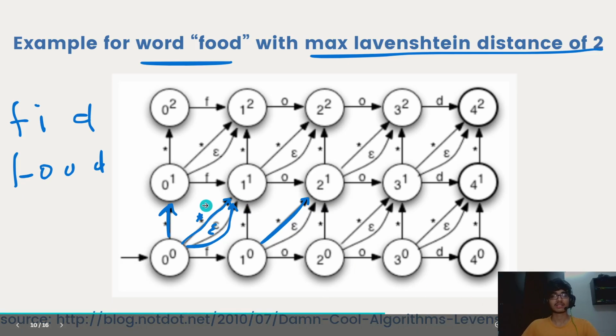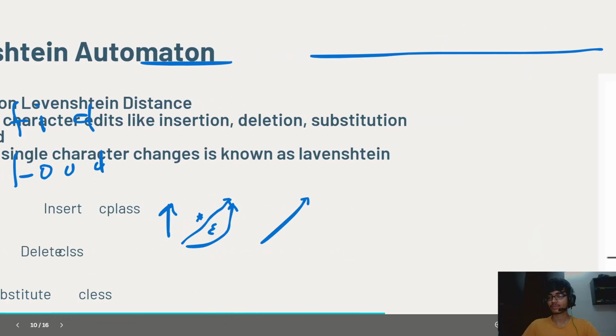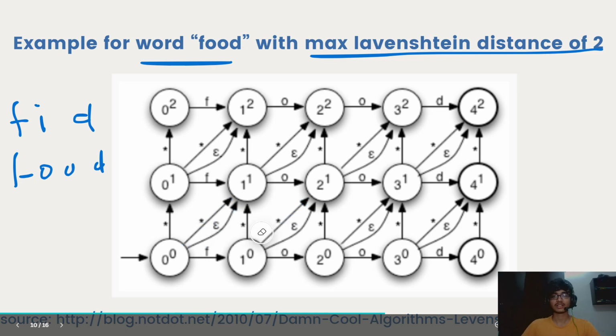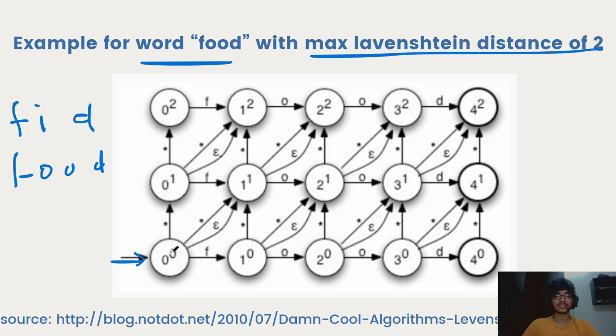So let's traverse the finite automata for the given example FID. So initially I start here. The first letter is F, so I reach 1,0. Next letter is I, so it's any character substitution in place of O. So from 1,0, I'll be going to 2,1 because it's substitution. It's a diagonal transition. Next, the letter O got deleted. So it would be a null transition from 2,1 to 3,2.